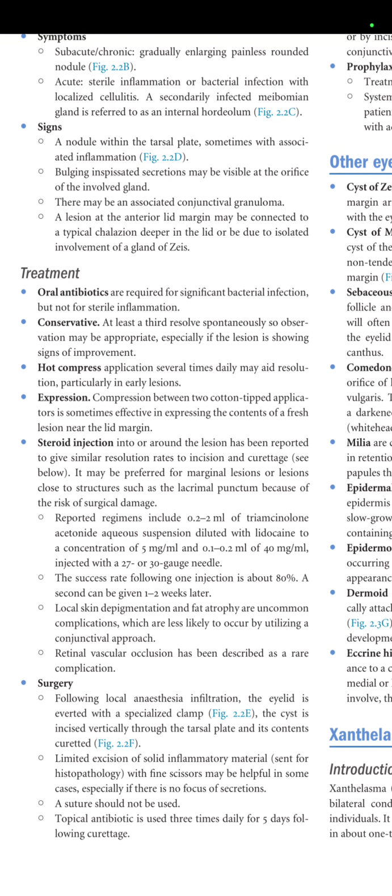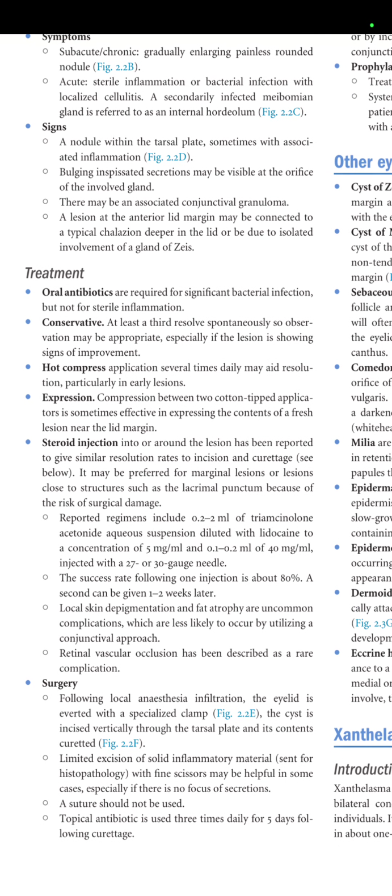Treatment. Oral antibiotics are required for significant bacterial infection but not for sterile inflammation. So you have to know whether the chalazion is infected or sterile. If it is infected, you can give oral antibiotics, but if it's not, then there is no need to give oral antibiotics.